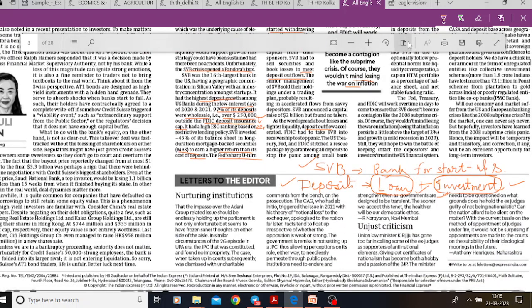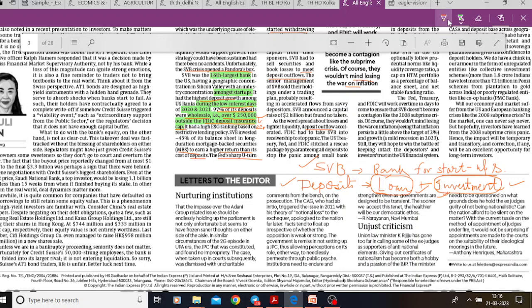SVB was the 16th largest bank in the US, having a geographical concentration in Silicon Valley, with industry concentration among startups. So that I was mentioning, most of the deposits came from startups. It had the highest deposit growth among US banks during the low interest days of 2020-21. 97% of its deposits were wholesale, that is over $250,000, outside the FDIC deposit insurance cap.